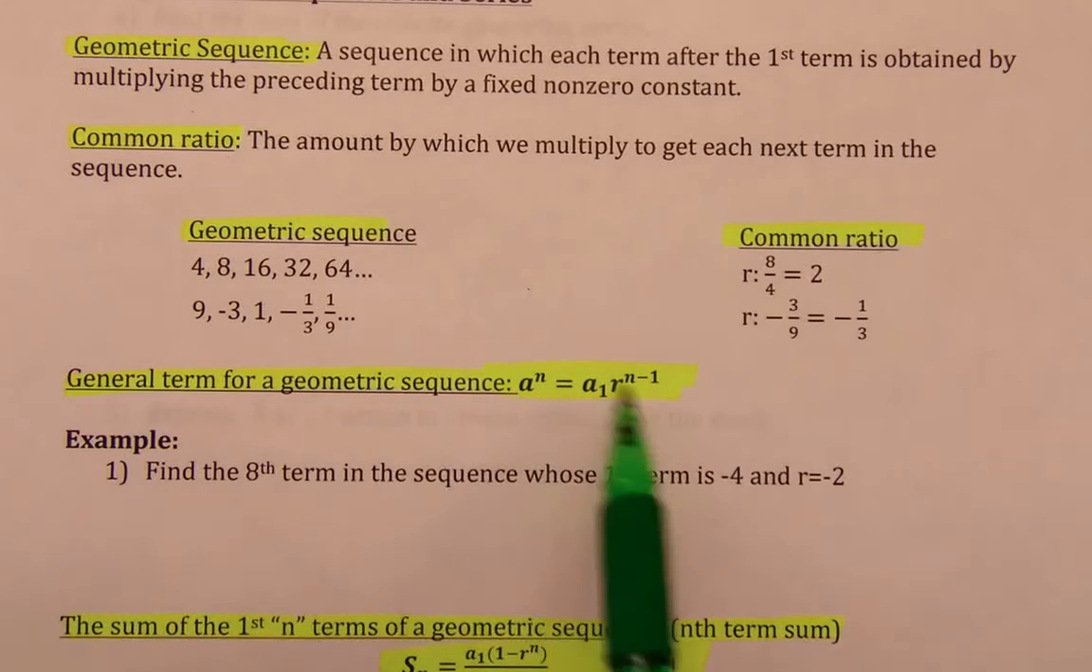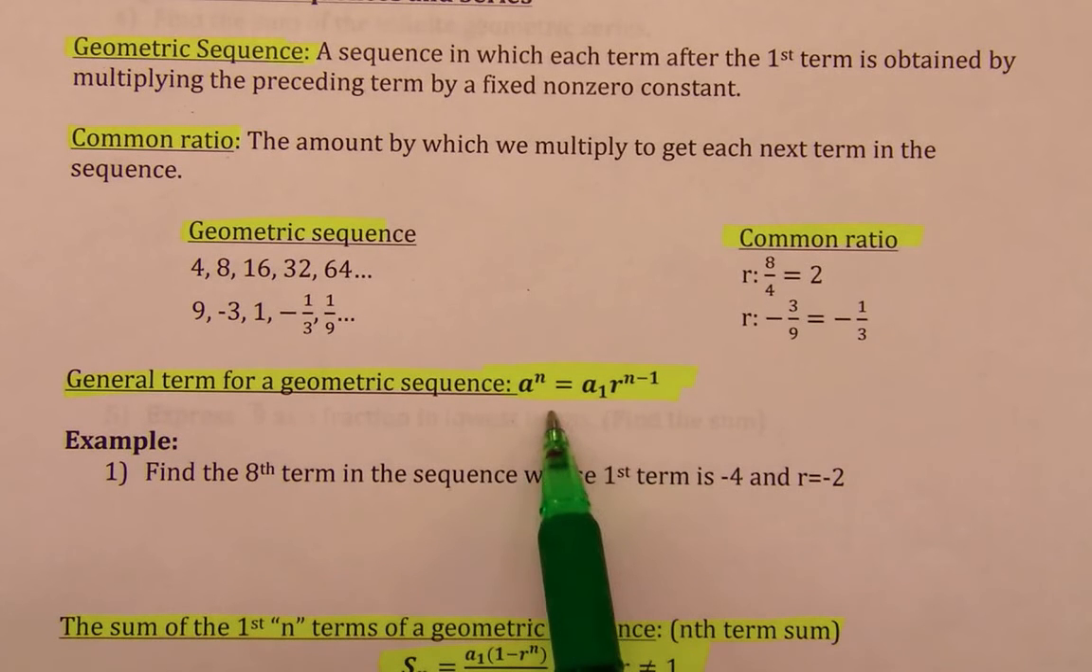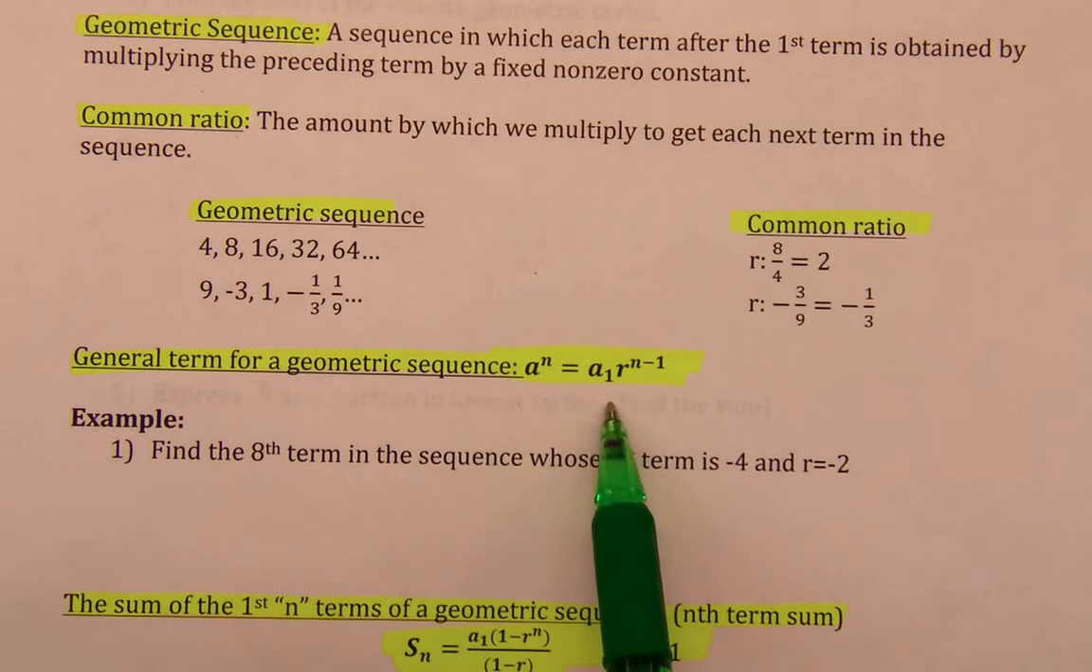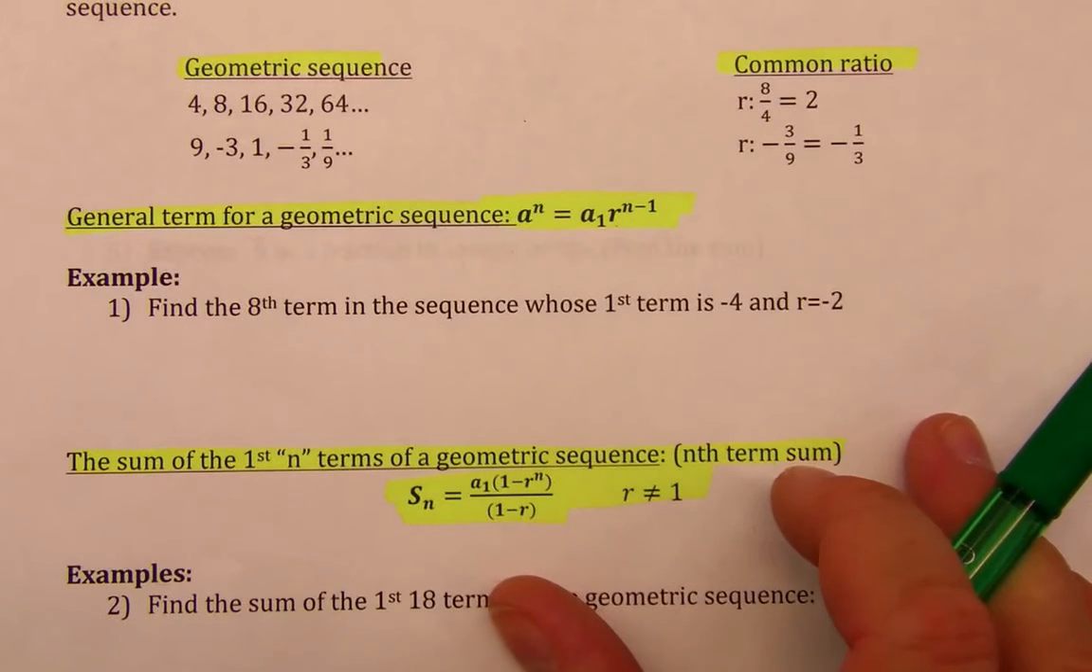Now, the formula for finding the general term of a geometric sequence is different. This is the formula that we have here. It still has the a sub 1 and it still has an n minus 1, but instead of having a d in the formula, we now have an r for the common ratio. So let's do our first example here.